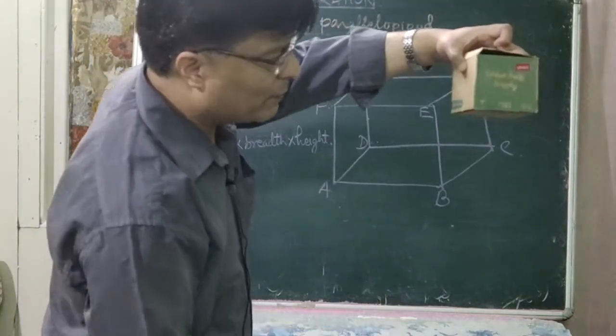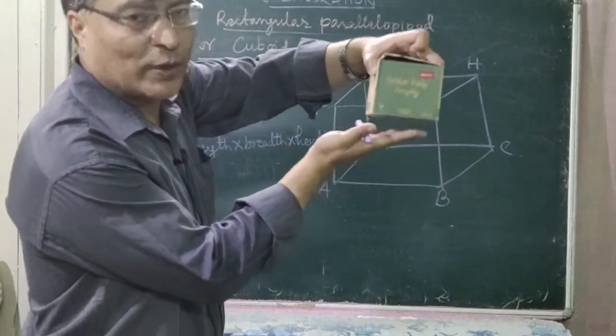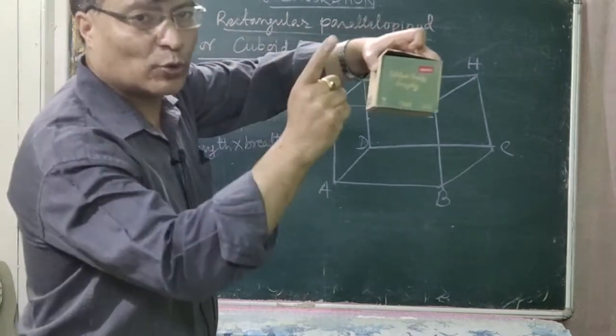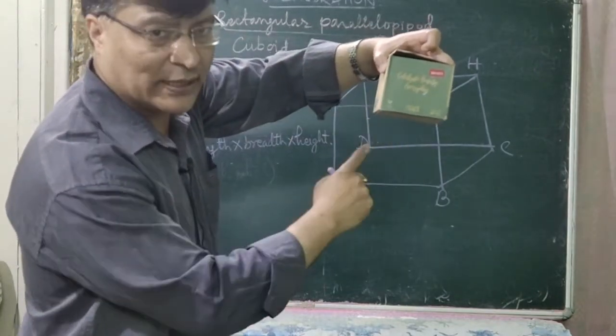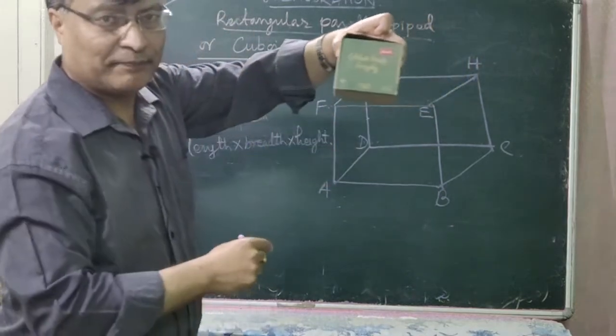The rectangular parallelepiped मा यो जुन चाहिँ base छ, यो base त rectangle हुन्छ. So what is the perimeter of the rectangle? Twice into L plus B. That is twice into length plus breadth. ठीक छ?